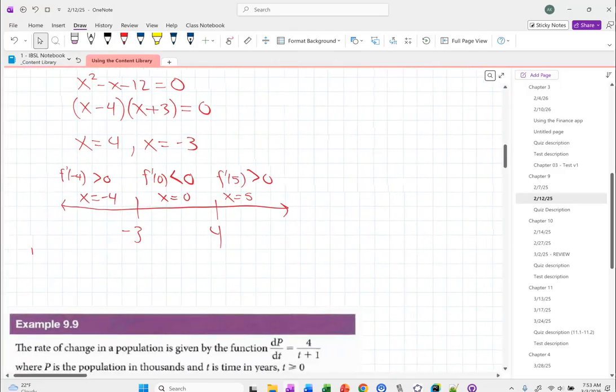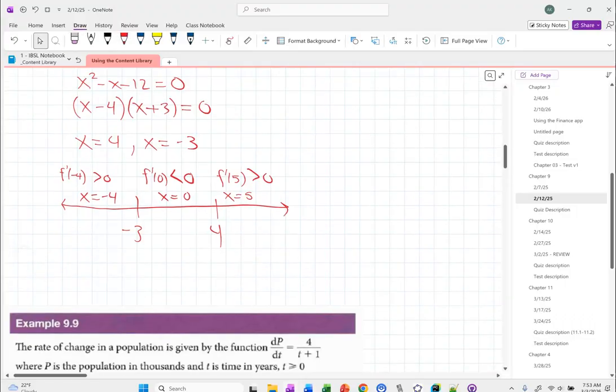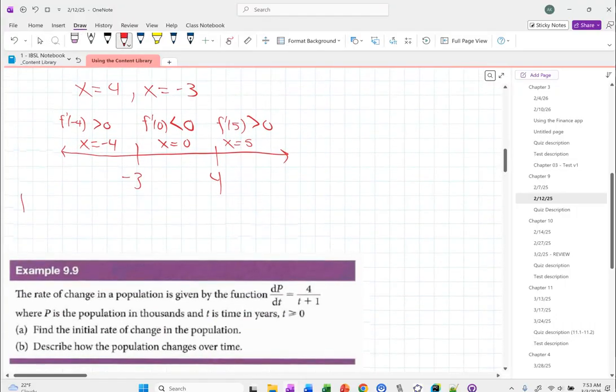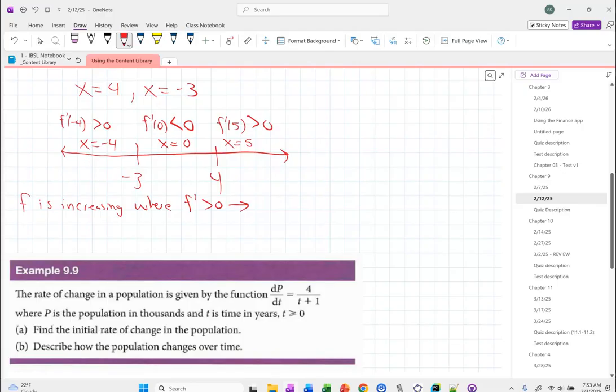So I would say then that f is increasing where f prime is greater than 0. So that happens from -infinity to -3, or from 4 to positive infinity. And we can say f is decreasing where f prime is negative, and that's between -3 and 4.